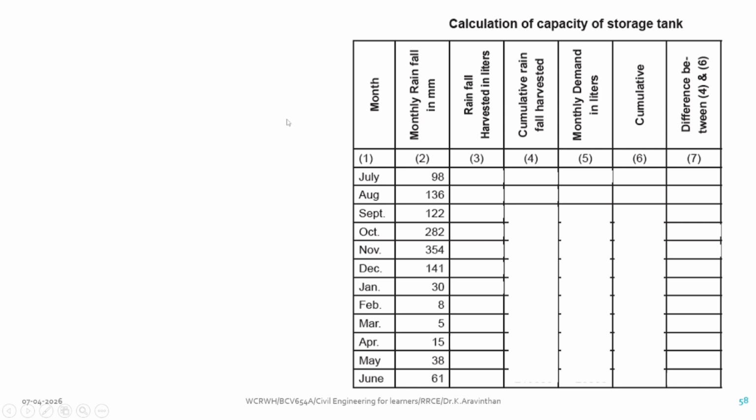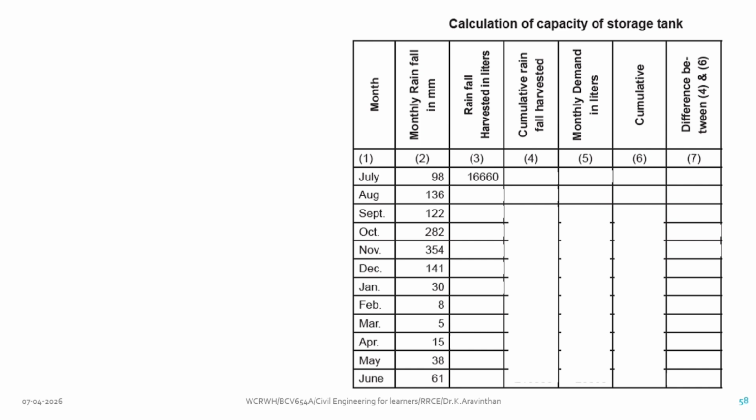Rainfall harvested in liters. Now we know that these two are the given data. In July the average monthly rainfall is 98 mm. So how much rain we will get is ARC. What do you mean by ARC? A is the rooftop area, 200, and you multiply by 1 mm of rainfall for each and every mm of rainfall, you can calculate.